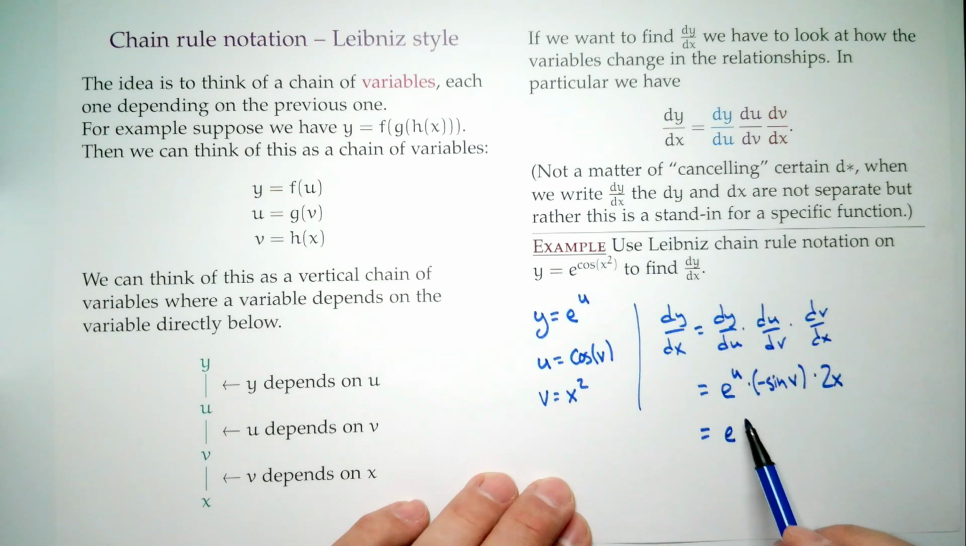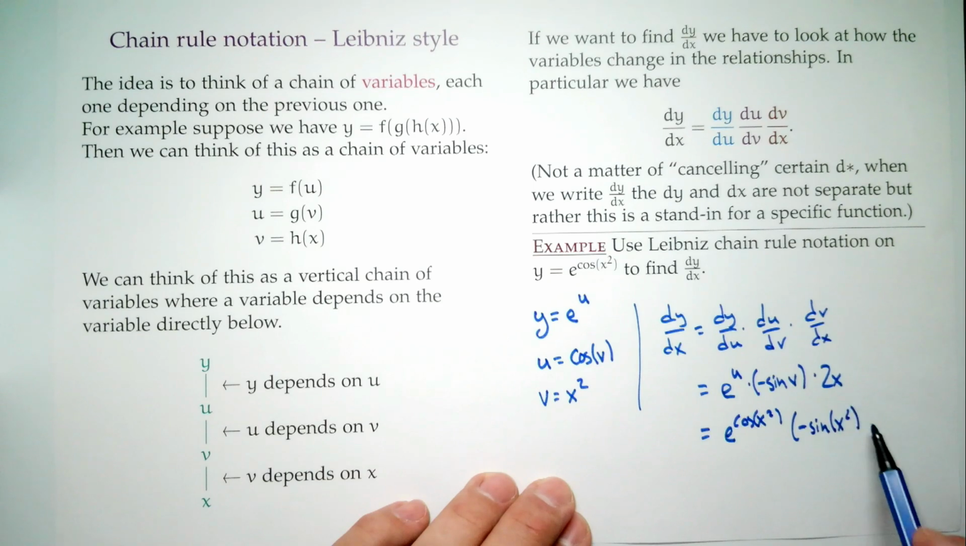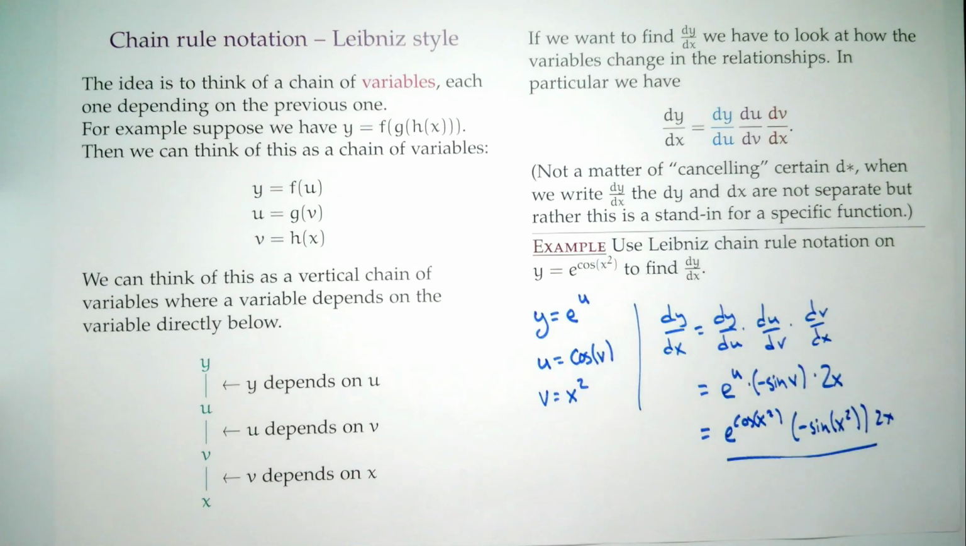Now normally, if we want our answer, we would substitute back. This becomes e to the u, which is e to the cosine of v, and that becomes e to the cosine x squared. And then there's a negative sine of v, which is x squared. And then there's a 2x. So you'll see this is the same thing that we had before. It's just pulling things apart.